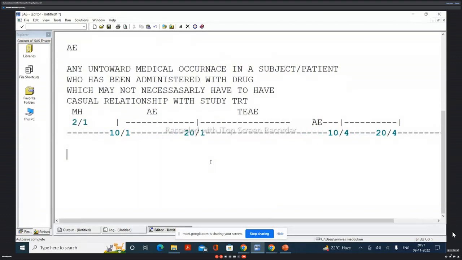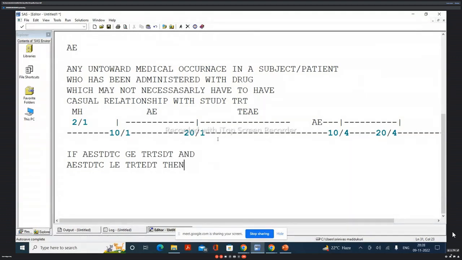Now, if AE STDTC is greater than or equal to treatment start date and AE STDTC is less than or equal to treatment end date, then it is called a treatment emergent adverse event.